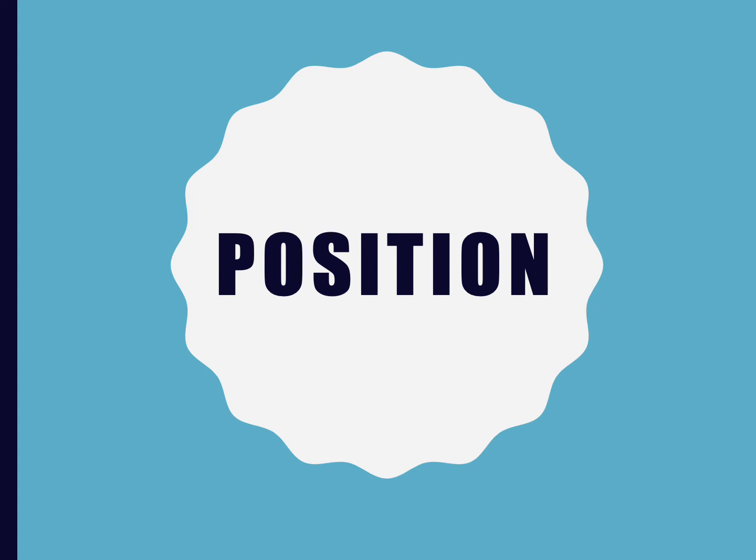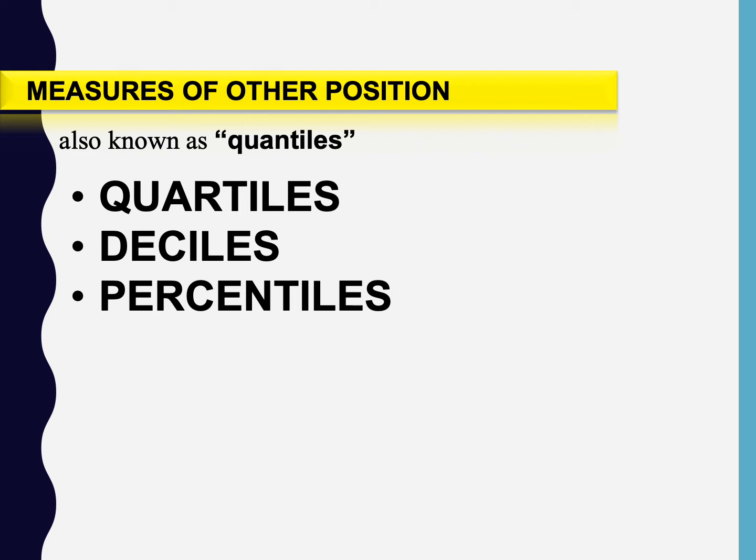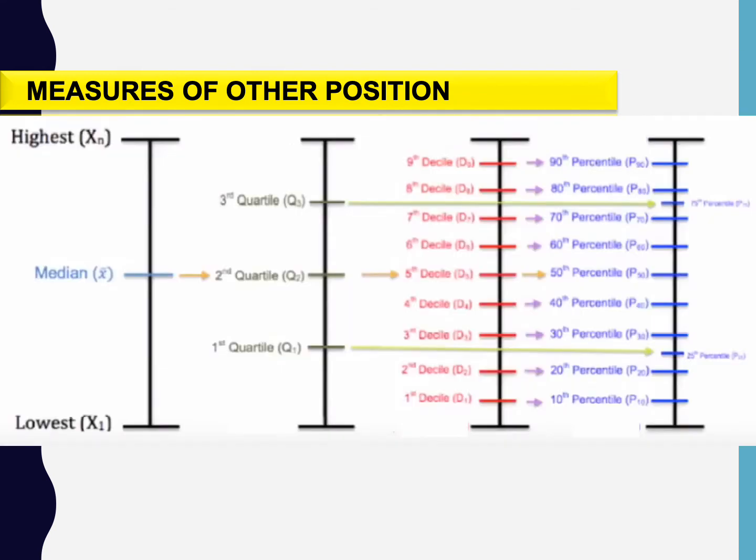In this video presentation, we will discuss descriptive statistics, which is the measure of position. Measures of position are also known as the quartiles, deciles, and percentiles. So the measure of position means that you are dividing your data set or data observations into equal parts.